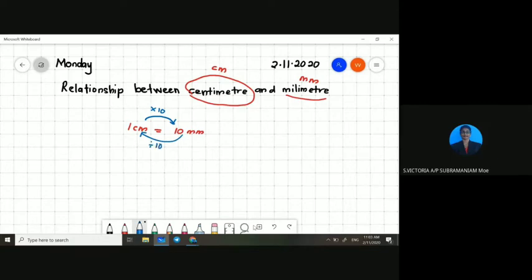Between these two units, centimeter is bigger than millimeter. From a big unit, when we convert to a small unit, we will use times. And the relationship between centimeter and millimeter is 10. So 1 centimeter is equal to 10 millimeter. When you convert centimeter to millimeter, we times 10. When you convert millimeter to centimeter, we divide by 10.